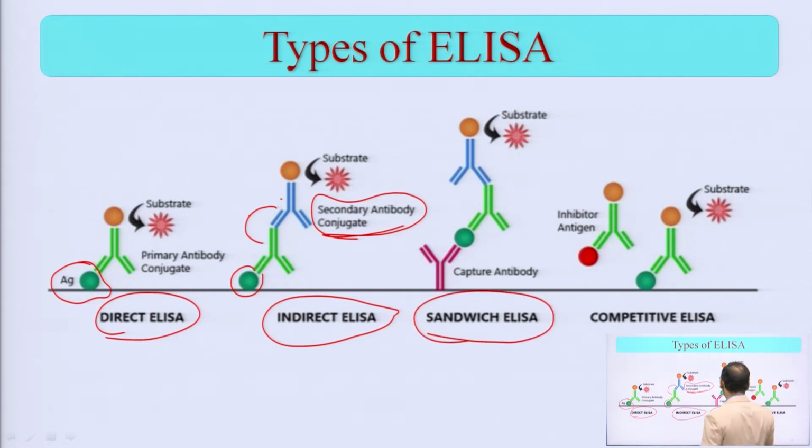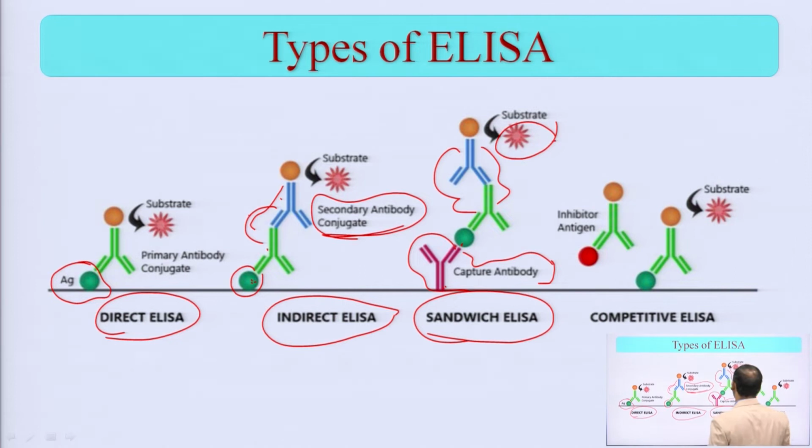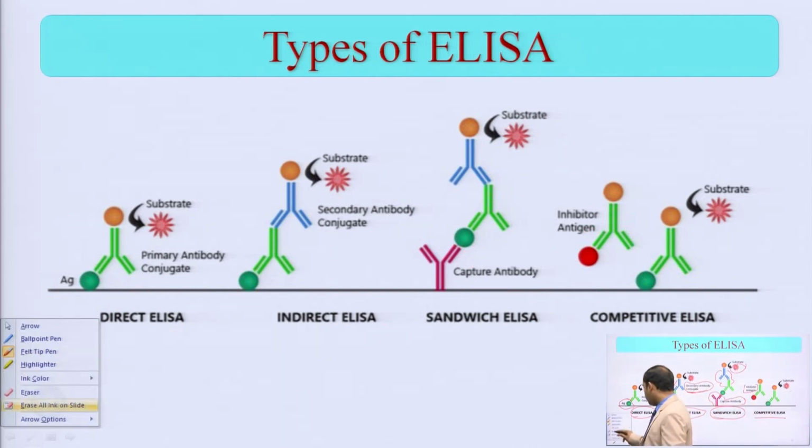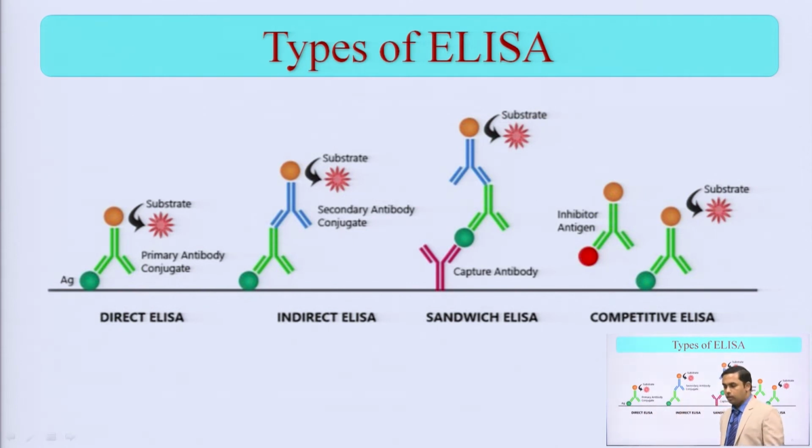In sandwich ELISA, in the previous two cases the antigen was on the surface, but here the antibody will be on the surface, then the antigen comes, then two antibodies are involved, and they react and give a signal from the substrate. In competitive ELISA, this is very interesting. There will be an inhibitor antigen and antibody, and ultimately you get a result. It might be slightly confusing how they work and how they are different, so let me tell you in more detail.